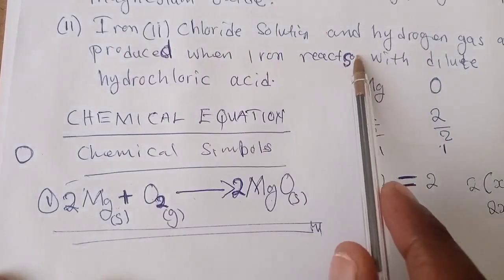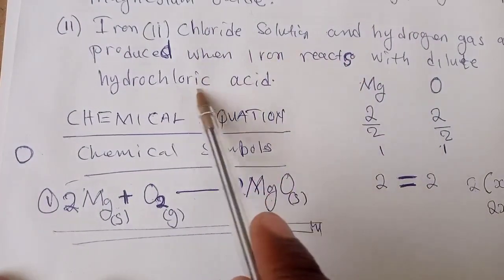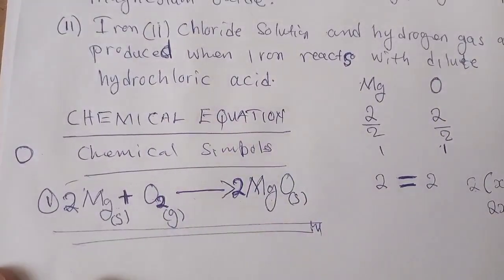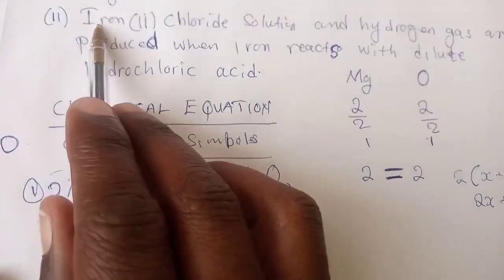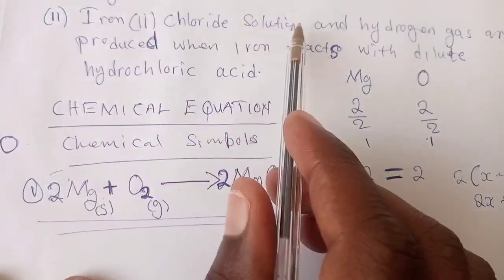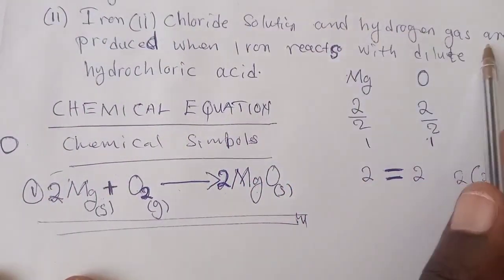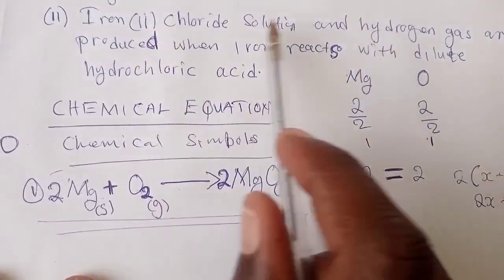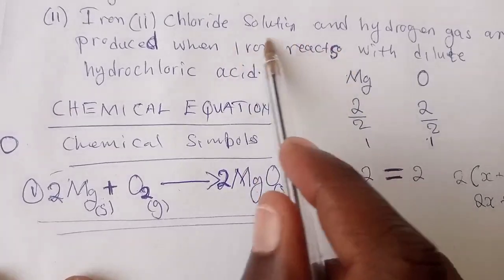Suppose you don't know what hydrochloric acid is, but I'm sure you know what hydrochloric acid is. So they are saying that iron 2 chloride solution and hydrogen gas are produced. So they are produced, meaning that they are products. These two, they are what? They are products when iron reacts.